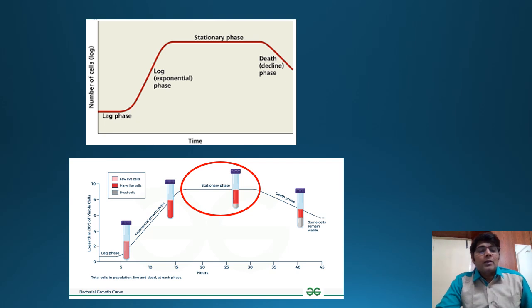And as you can see in the picture, the stationary phase is just a horizontal line, and you can see that it has many live cells. At the same time, the number of dead cells is also increasing equally. That makes it a steady phase.